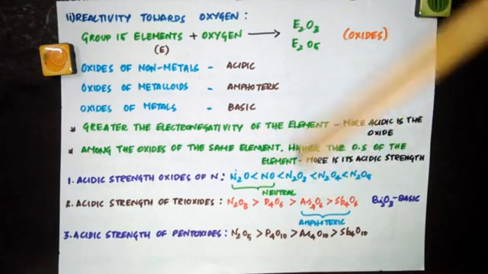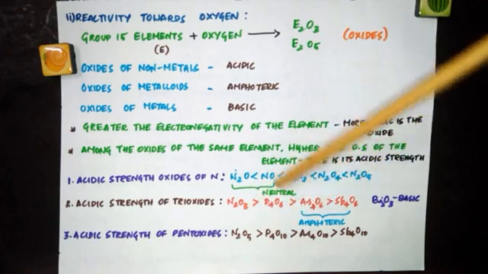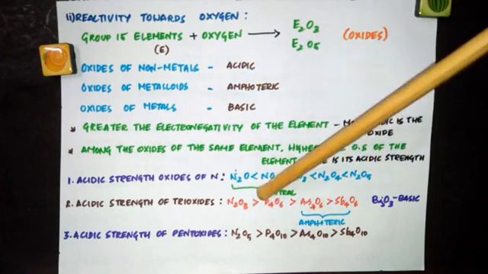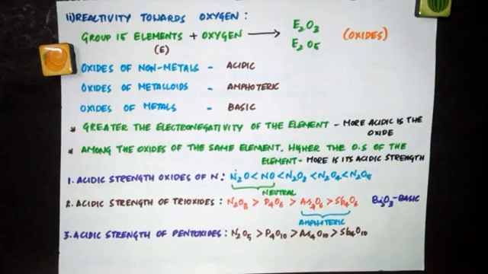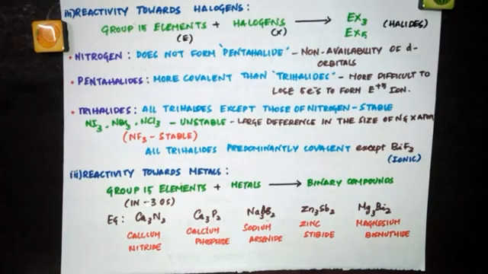See, this is actually trioxide, P2O3, As2O3, but they dimerize. They cannot exist as P2O3, so they dimerize and form P4O6, As4O6. So these are the acidic strengths of oxides of group 15 elements. We have seen reactivity of group 15 elements towards hydrogen and towards oxygen. Now we are going to see the reactivity towards halogens.